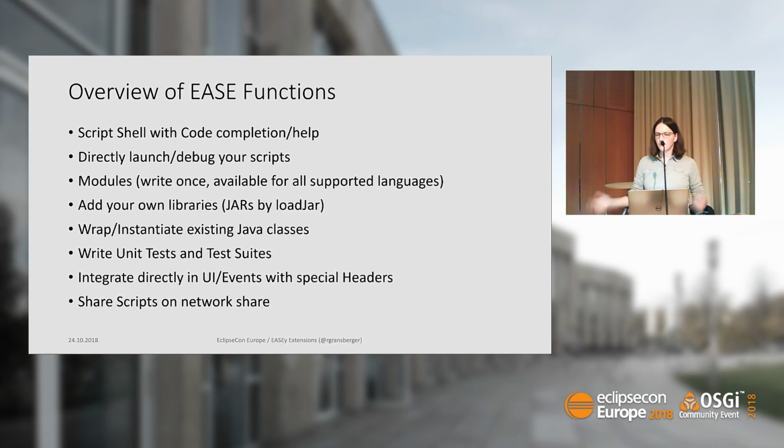So like we've seen before, we have a script shell where we can easily try out new code which we are trying to write. There's also a script recorder, for example, which records the UI actions for you. Modules you only have to write once, and they're supported for all the languages. You can also load your own libraries by loading jars, or you can wrap existing Java classes by using the JVM integration. And you can also write unit tests, so it provides test suites for you. So if you want to unit test something which is in your IDE, for example, you can also use that.